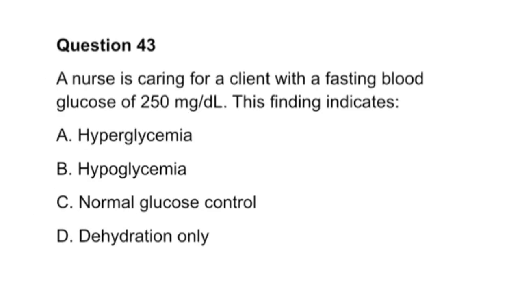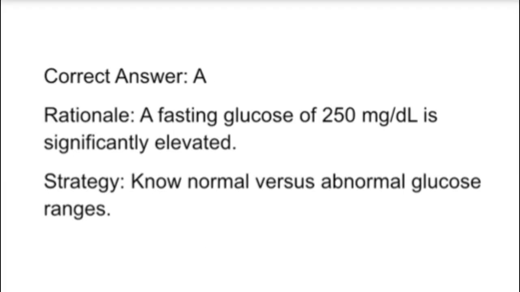Question 43. A nurse is caring for a client with a fasting blood glucose of 250 milligrams per deciliter. This finding indicates: A. Hyperglycemia. B. Hypoglycemia. C. Normal glucose control. D. Dehydration only. Correct answer: A. Rationale: A fasting glucose of 250 milligrams per deciliter is significantly elevated. Strategy: Know normal versus abnormal glucose ranges.